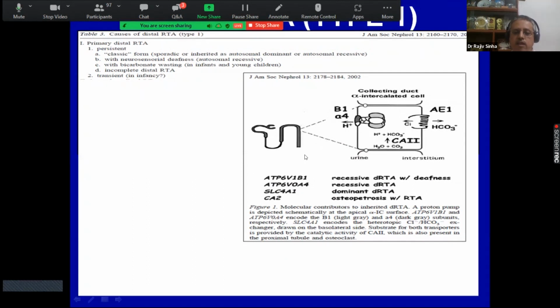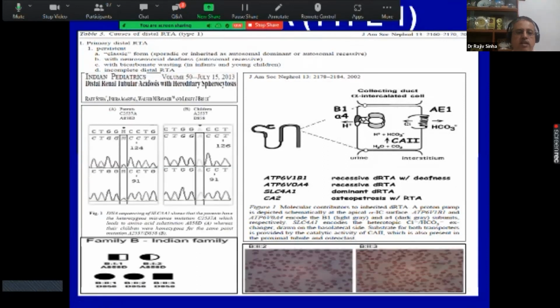Here you can see some of the variants which have been associated with distal RTA. Some of them are associated with deafness, and the one, SLC4A1, has been associated with RBC wall defect, spherocytosis. And in fact, we reported one such family from India way back in 2013.